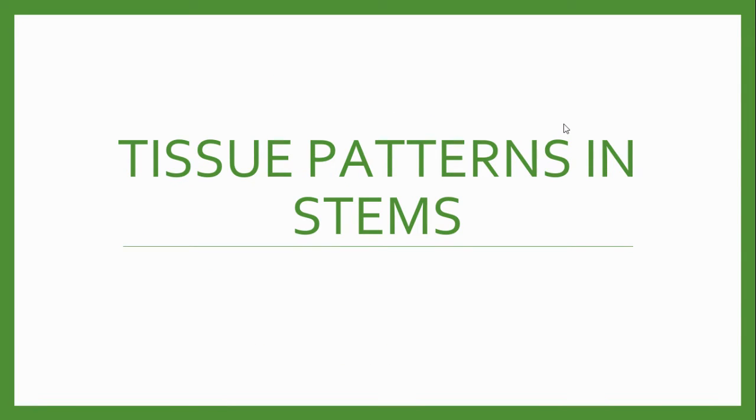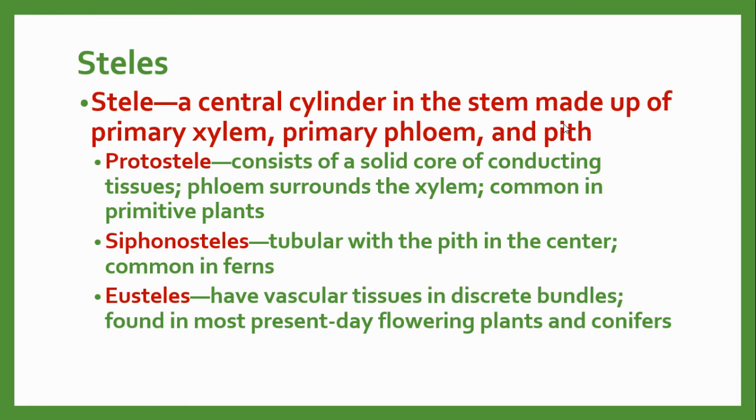Tissue patterns in stems. Steles. A stele is a central cylinder in the stem made up of primary xylem, primary phloem, and pith. Protostele consists of a solid core of conducting tissues. Phloem surrounds the xylem, and it's common in primitive plants.